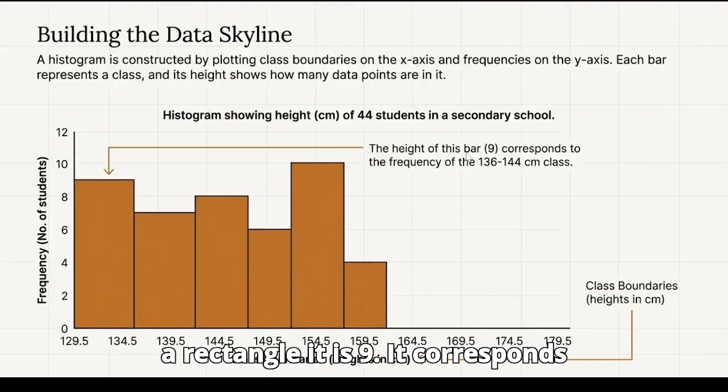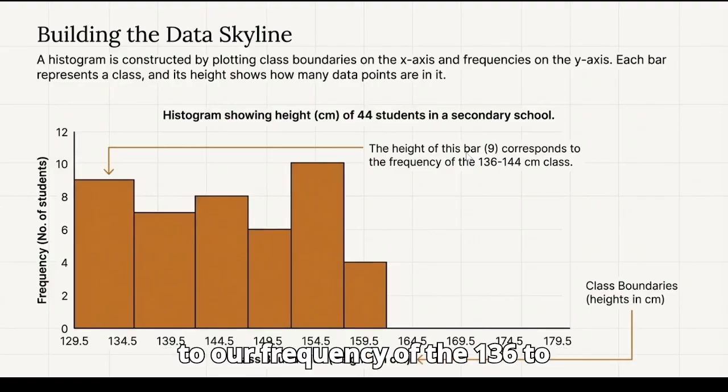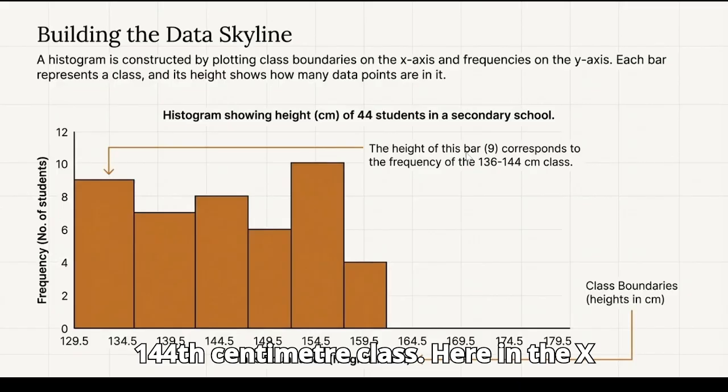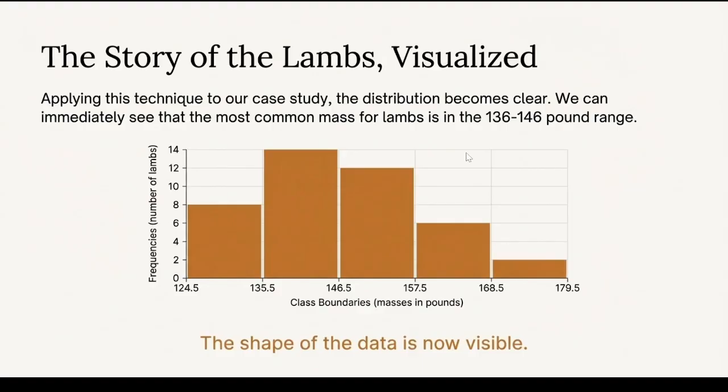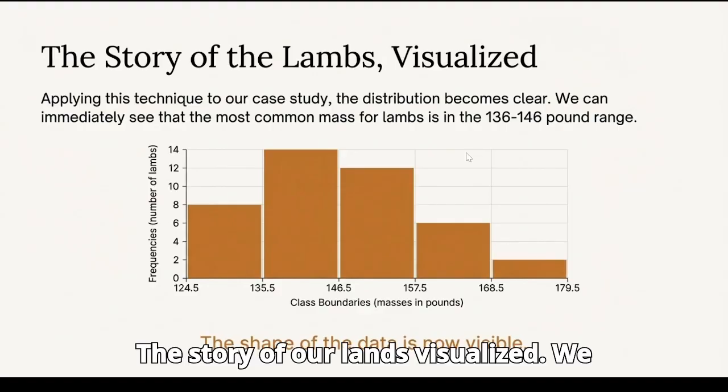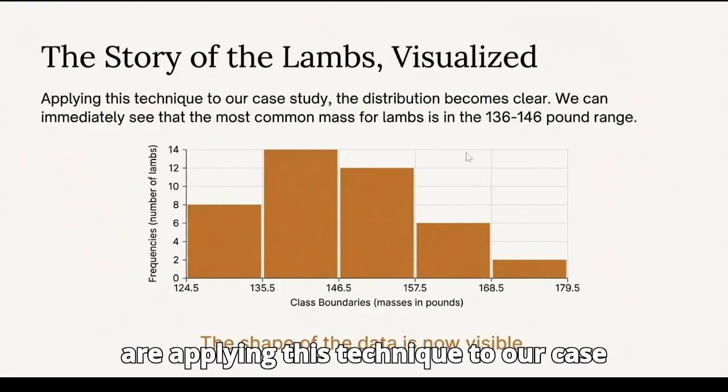It corresponds to our frequency of the 136 to 144 centimeter class. Here in the x-axis, we have our class boundaries ranging from 129.5 all the way to 179.5. And our frequency is the number of students from 0 to 12. The story of our labs visualized. We are applying this technique to our case study.